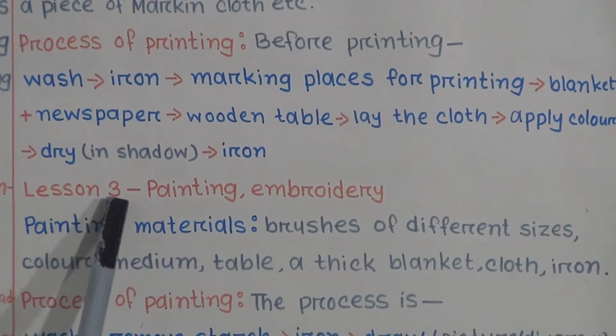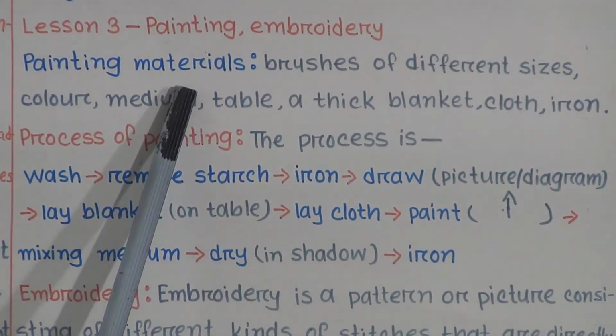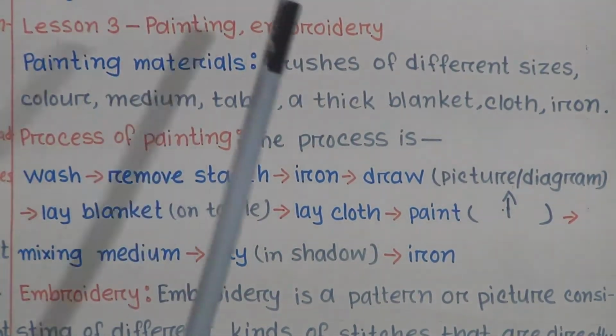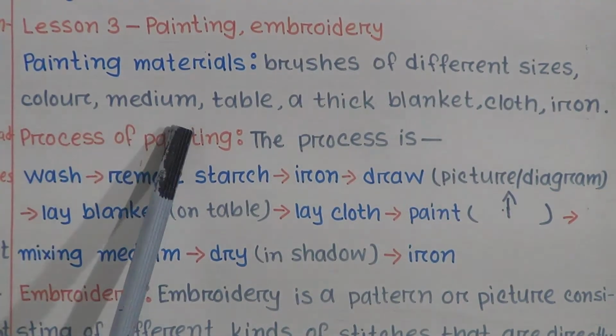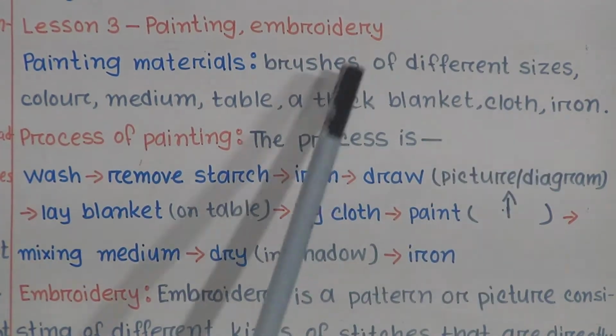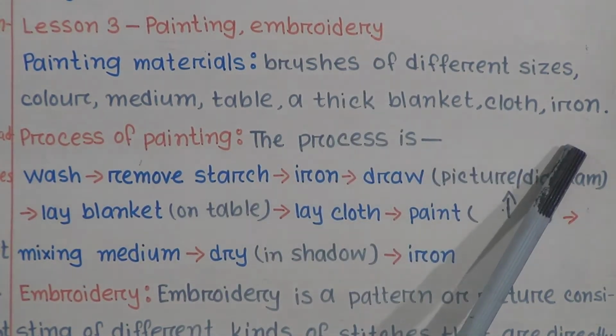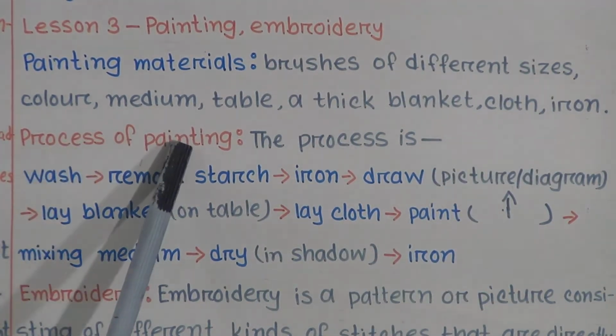Now we'll learn about lesson 3, painting and embroidery. Painting materials. For painting we can use brushes of different sizes, color, medium, table, a thick blanket, cloth, iron. So all these are the materials of painting. Now we'll learn the process of painting.